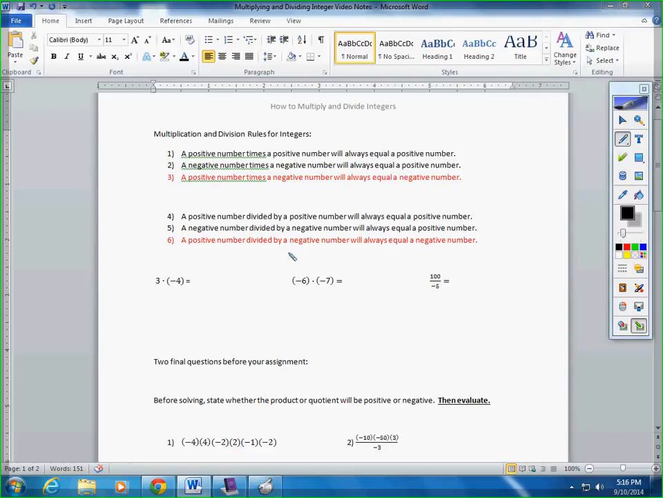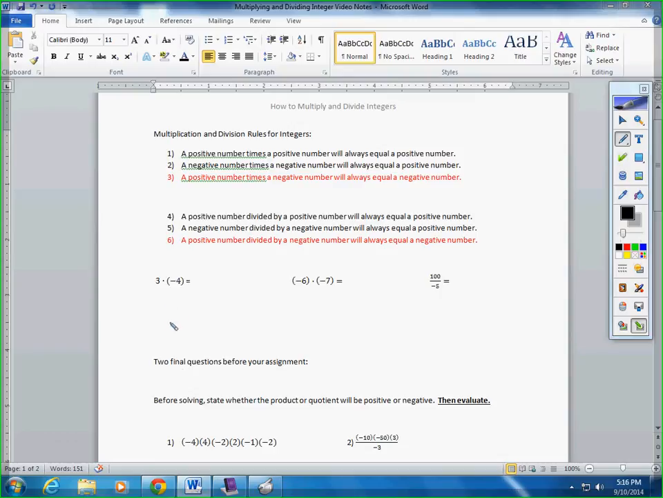Number 4, to our division rules. Okay, same exact rules. A positive number divided by a positive number will always equal a positive number. I'm not going to go through the last two. They're just the same as 2 and 3, except they're for division. But I'm assuming you can read. So, let's talk about the first example here.